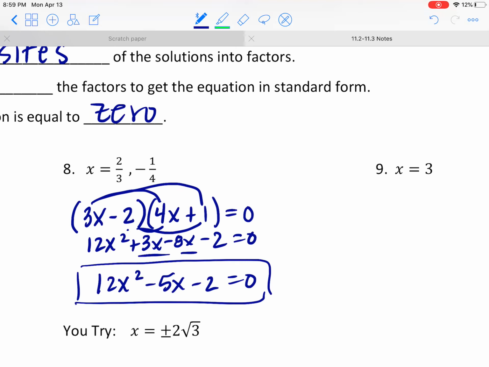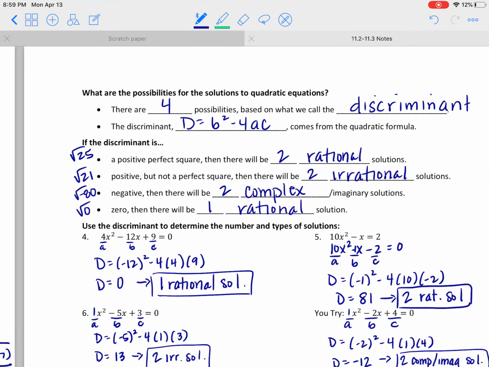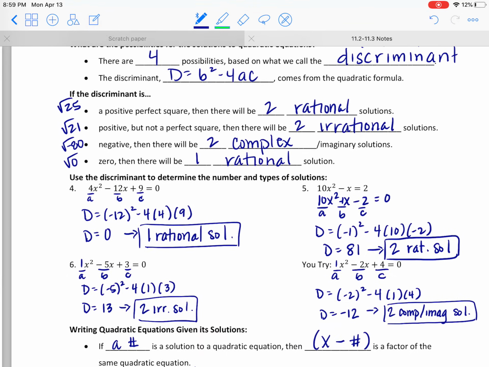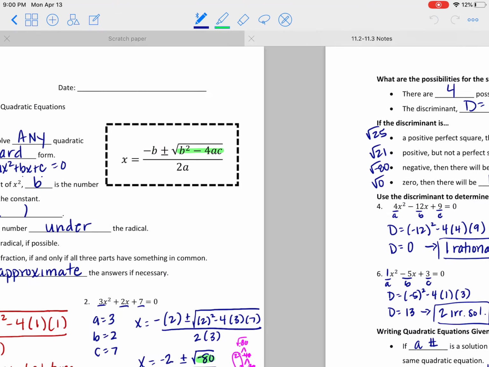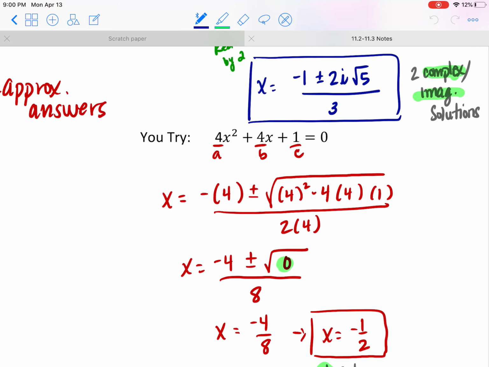Okay, not so bad. Now, here's the tricky one, x equals 3. Now we know that we can have a quadratic that has just one solution, but how do we make two factors and multiply it out and actually get that quadratic? I want to take you back to the one that had one solution. Actually, there's a couple here, but we said, let's go to this one.